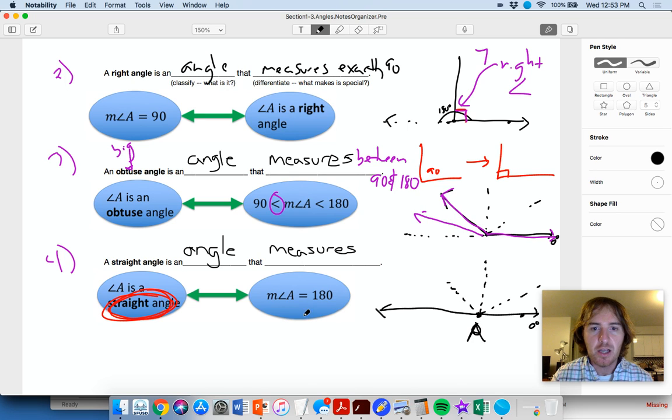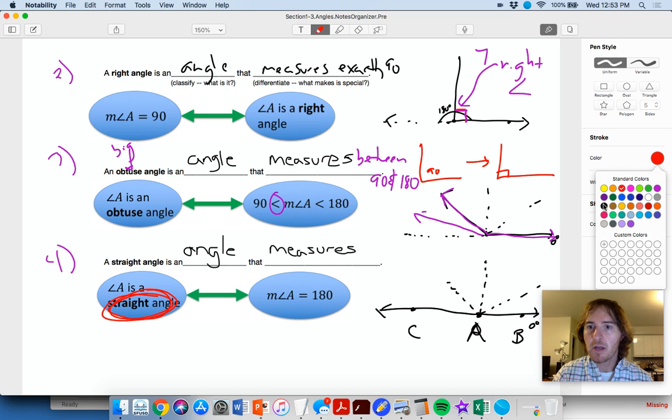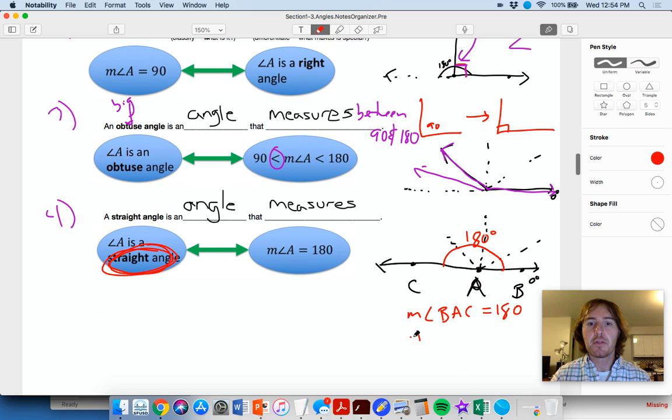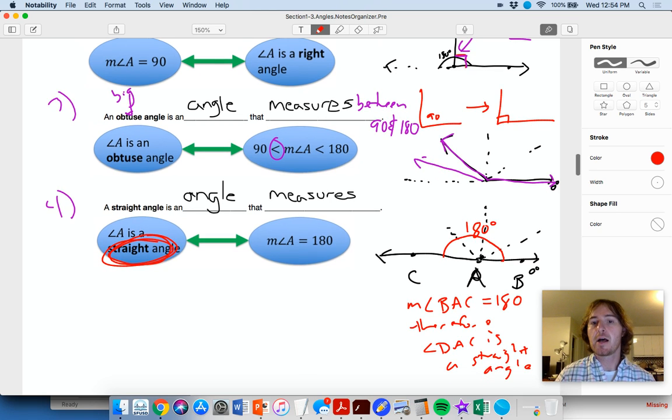I'll make it angle A, because we're talking about angle A here. I'll make this ray AB and this ray AC. And here, the measure of angle BAC is 180 degrees. I could make it CAB as well, but I'll do BAC, what I said first, equals 180 degrees. Therefore, we can establish that angle BAC is a straight angle. So on a straight line, you can identify angles there.